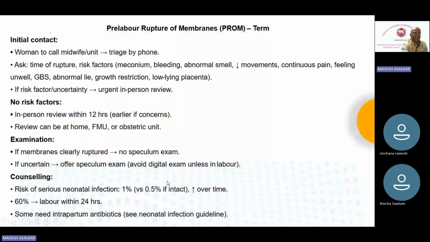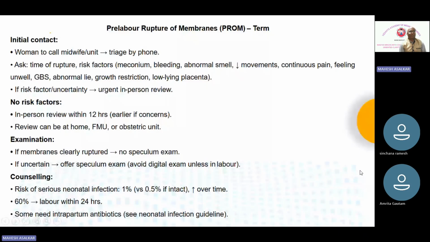If membranes are intact, the risk of neonatal infection is 0.5%. And if the membranes are ruptured, this risk doubles to 1%, and it is more as time goes on. And in 60% of patients, labor will start within 24 hours. Some need intrapartum antibiotics.